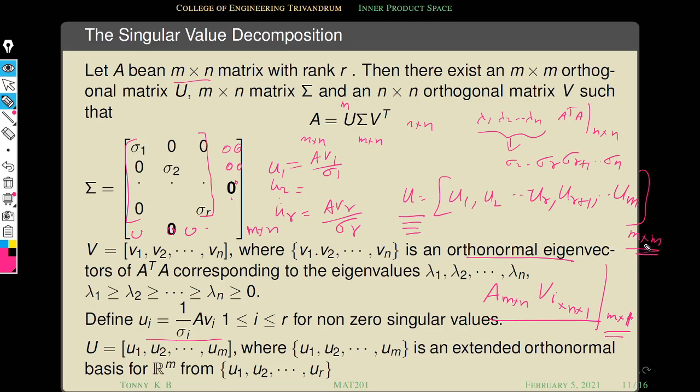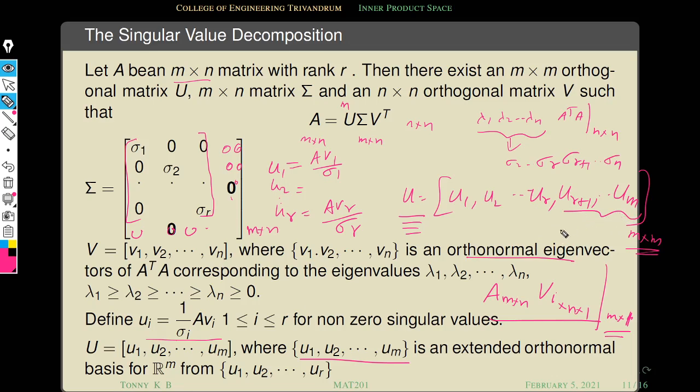Then how to construct these extra U i's if needed? Sometimes this R itself is m. In some problems R may be m, so we don't need to construct new U i's. If R is less than m, we have to introduce extra m minus R vectors in such a way that the new set is an orthonormal basis of R m. Clear? Sometimes this R may be equal to m, so in that context, we don't need to introduce extra vectors.